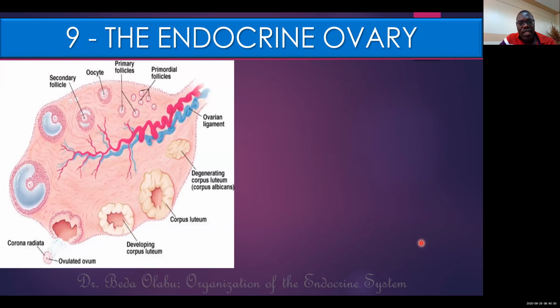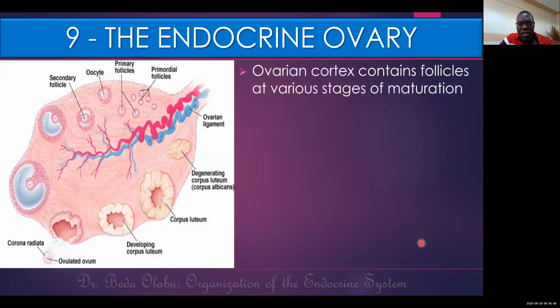Great. Let's look at the last endocrine organ. So the last endocrine organ we're going to look at is the ovary. Again, we will not look at the other ovarian functions. We will just focus on the endocrine functions of the ovary. But just as we've done for the testis, let me give you a small overview of the anatomy of the ovary.